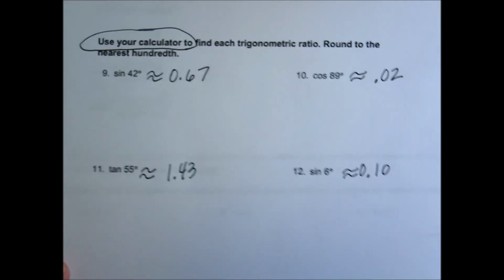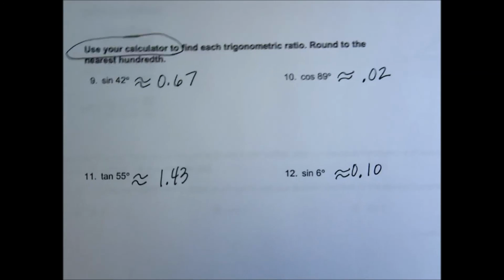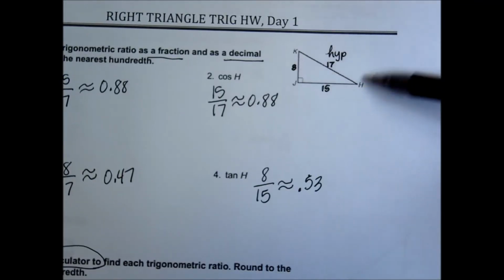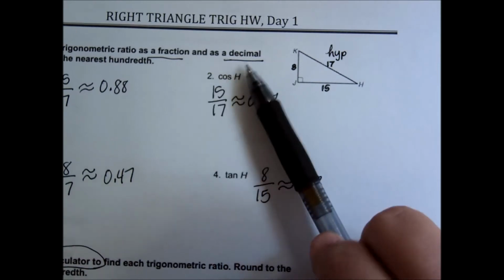Okay, so those are just a matter of typing in your calculator. A big part of this is knowing what you're supposed to do when. So up here, remember, we had all the sides. We make fractions. We have all the sides. We make fractions. And if they really want me to, I'll change it to a decimal.